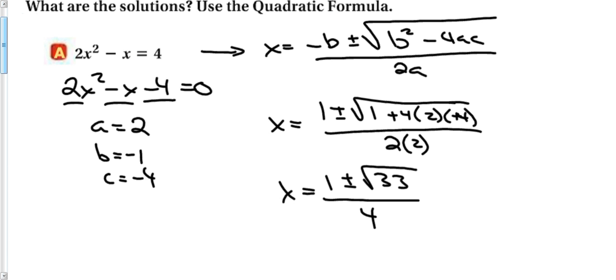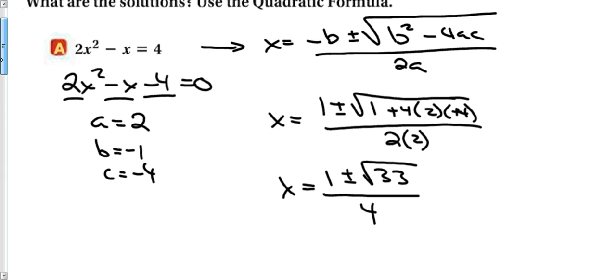It's okay that we got answers that didn't work out perfectly. These are irrational answers, but they're still just numbers. Numbers where this quadratic crosses the x-axis. 2 places: 1 plus radical 33 over 4 and 1 minus radical 33 over 4.